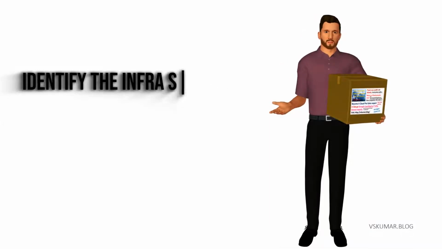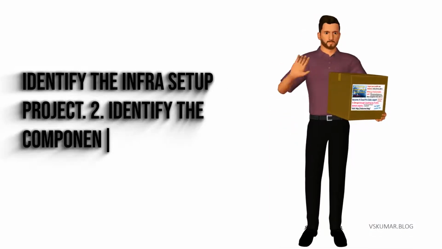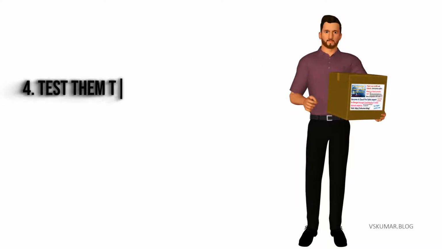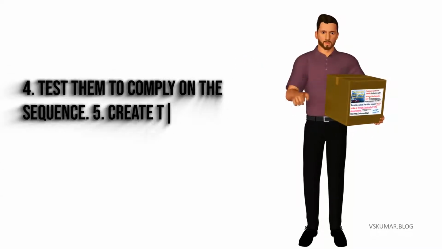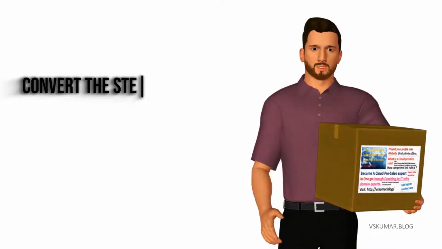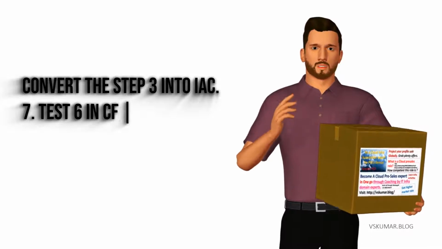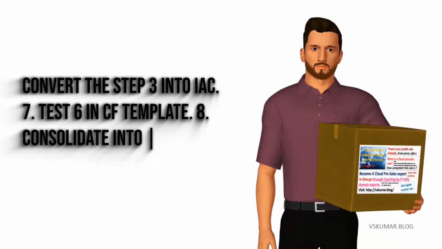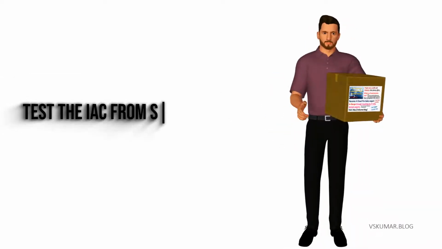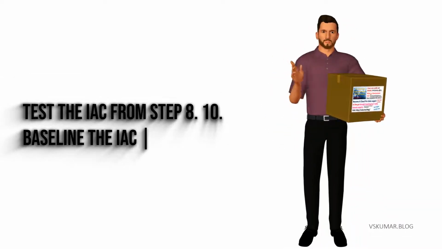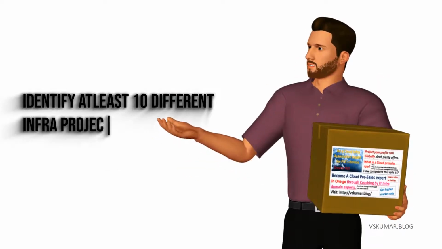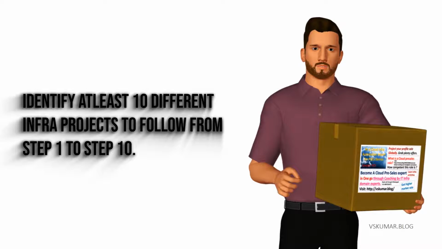1. Identify the infra setup project. 2. Identify the components. 3. Write the detailed design steps. 4. Test them to comply on the sequence. 5. Create the entire infra setup and verify. 6. Convert the step 3 into IaC. 7. Test 6 in CF template. 8. Consolidate into IaC of step 5. 9. Test the IaC from step 8. 10. Baseline the IaC into Git. 11. Identify at least 10 different infra projects to follow from step 1 to step 10.